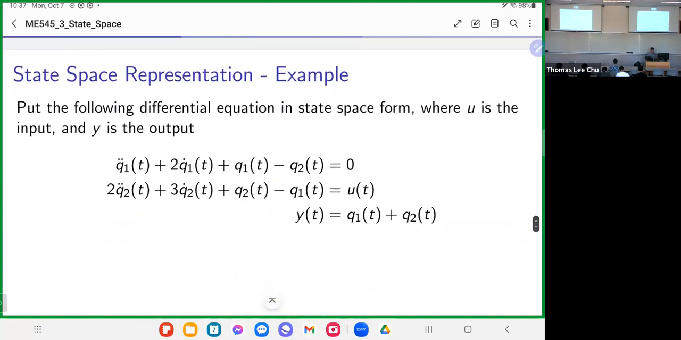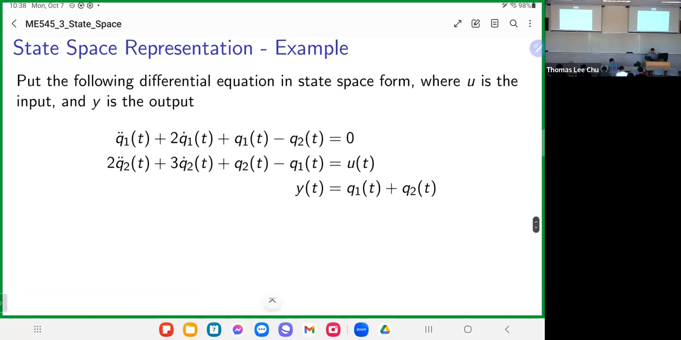So we're going to go over this example here. Let's say in the case where we have multiple state variables, but of two different systems. In this case, we have a system with 2 degrees of freedom, and each degree of freedom, or each system here, goes up to the second derivative, so we will actually have 4 state variables.